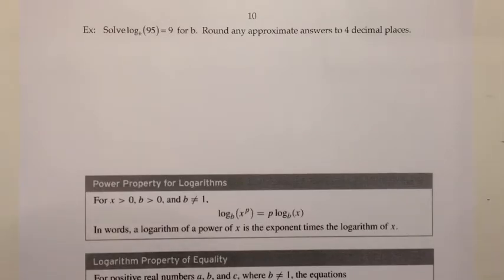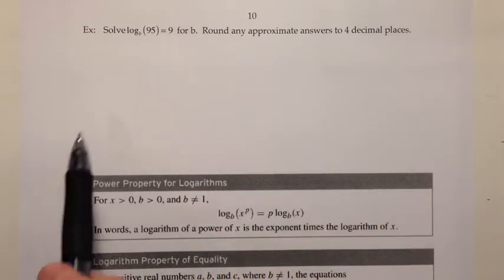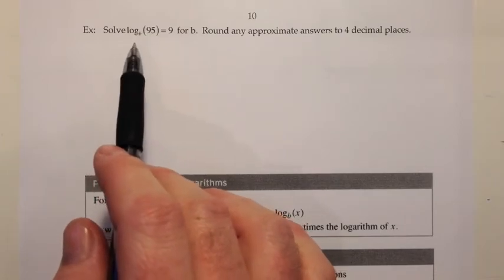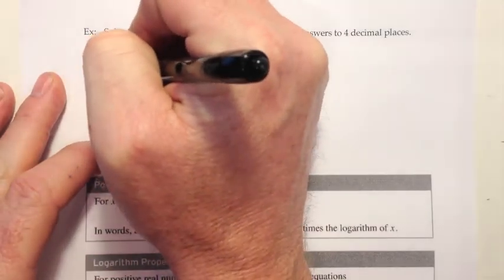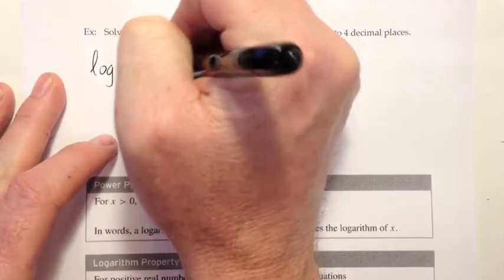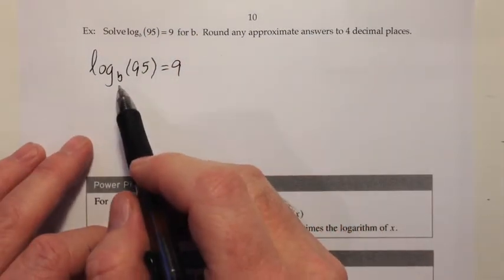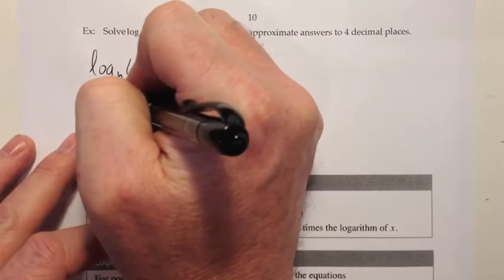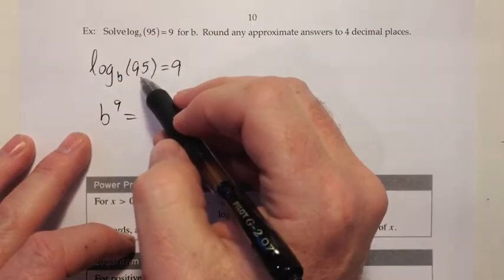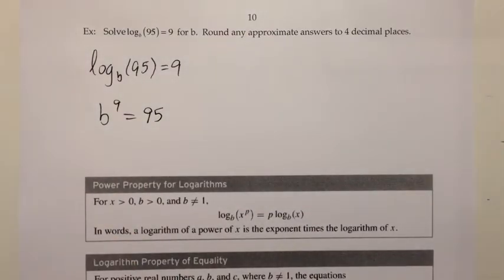This one is a little bit messier, so we're going to end up bringing in our calculator and doing an approximation before it's done. But we're trying to solve for b in the log base b of 95 equals 9. So let me rewrite that down here by itself. Log base b of 95 equals 9. I want to use the same trick I've been using on the last ones, which would be to rewrite this in exponential form. So take the base raised to the other side, the base is b, raised to the other side, which is 9, and set that equal to the inside, which would be the 95.